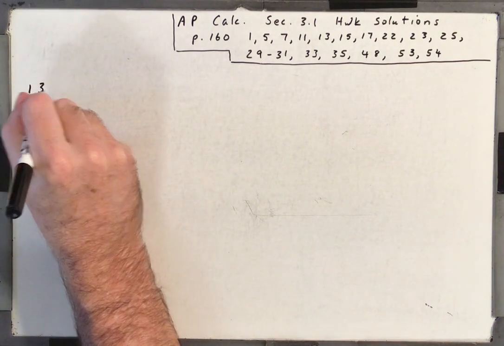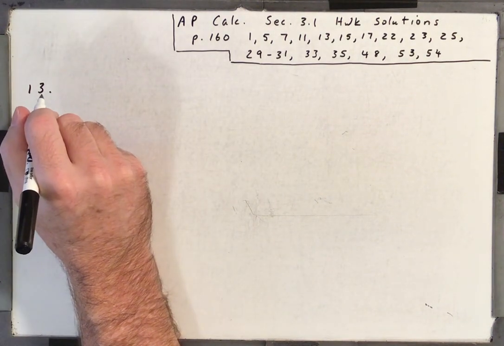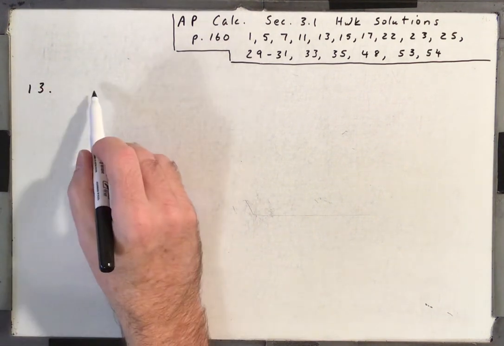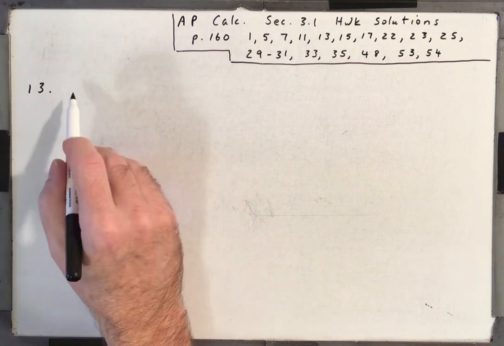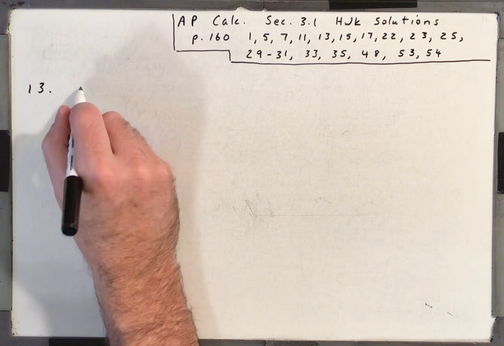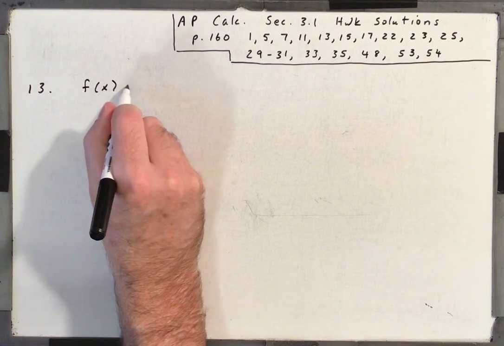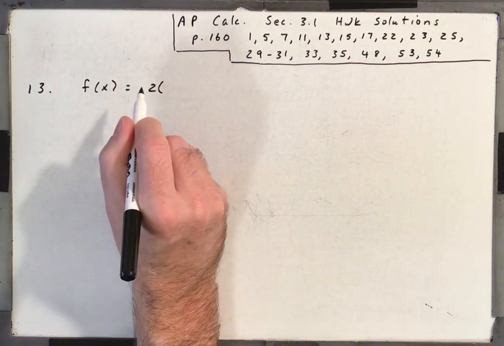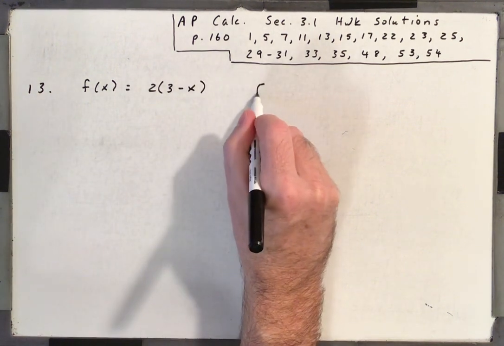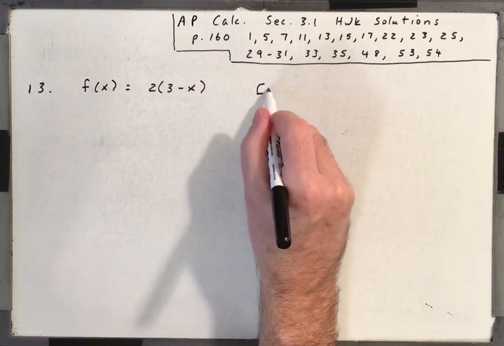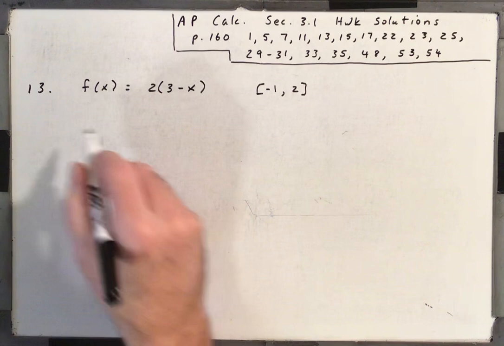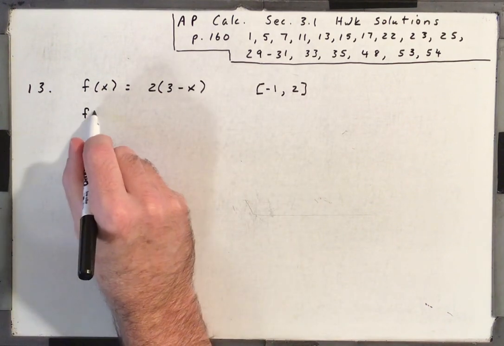Number 13. Okay, 13, we're just finding the absolute extrema. We're going to use that procedure where we look at the left endpoint, the right endpoint, and the critical point and find the max and min. So we have f of x equal to 2 times (3 minus x). Our interval is from -1 to 2. Okay, first let's find our critical point.